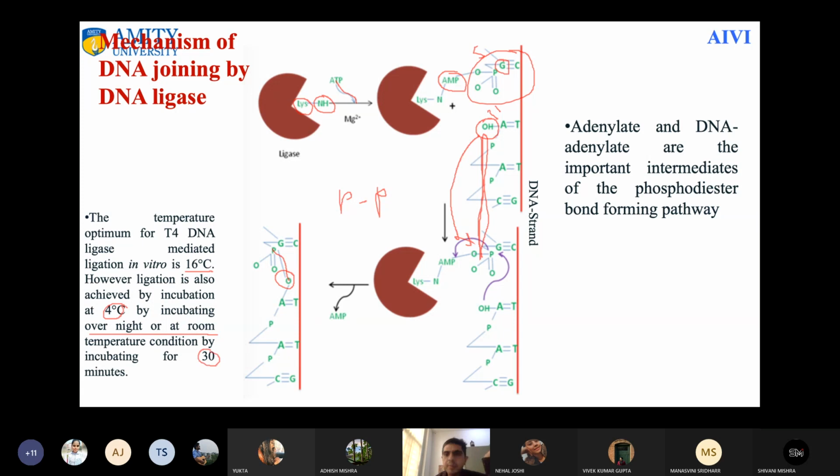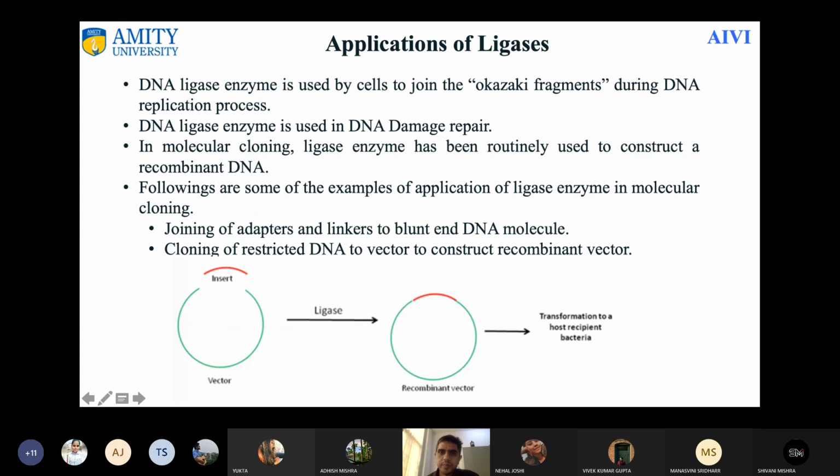Okay, so at different temperatures you can achieve your ligation in different time intervals. If you want to slow it down, you don't want to hurry. Sometimes you have blunt ends that you want to join, so in that case you can do the process at room temperature. It can take a bit longer, but the joining should be proper.